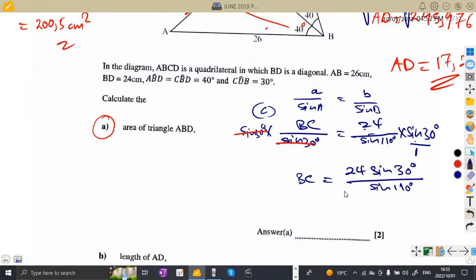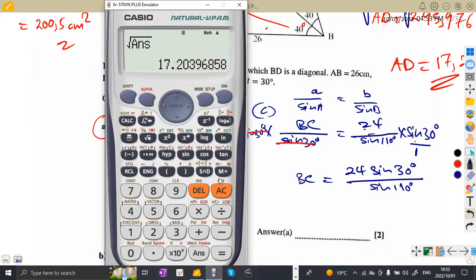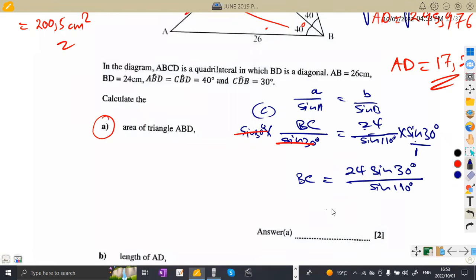All right. So this is now you and your calculator, guys. We've got 24 sine 30 degrees over sine 110 degrees like that. All right, this is going to be 12,77, something like that, which is 12,8 to 3 SF. So that's your BC to 3 significant figures. So that was our part C.